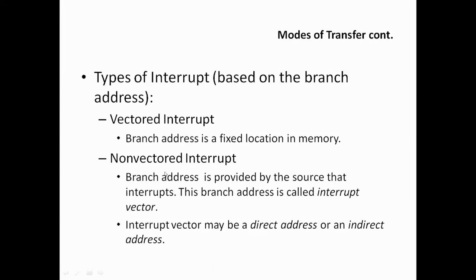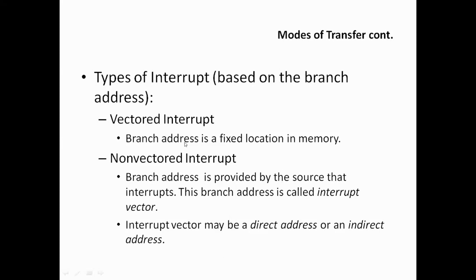This is a vectored interrupt. Vectored interrupt means where the address is given by the source. The interface which is creating the interrupt will itself give the address of where to go. Where is the service routine? What is the address of that service routine? That will be given by the source of the interrupt. So that is why it is called a vectored interrupt. That means it has an address with it.